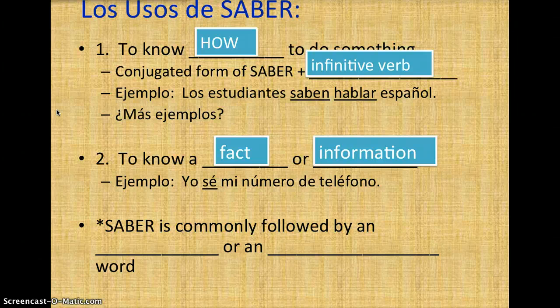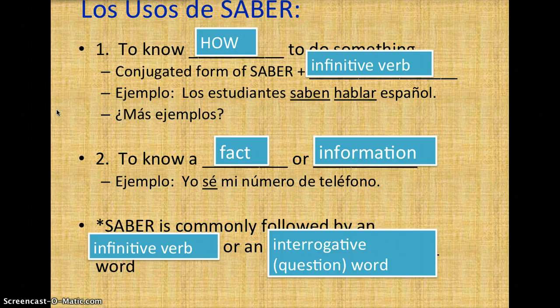You will see saber is commonly followed by an infinitive verb or an interrogative or question word. That will be a really big clue for you as we're doing practice problems. If you see a sentence with an interrogative word after the blank or an infinitive, you'll most likely be using saber.